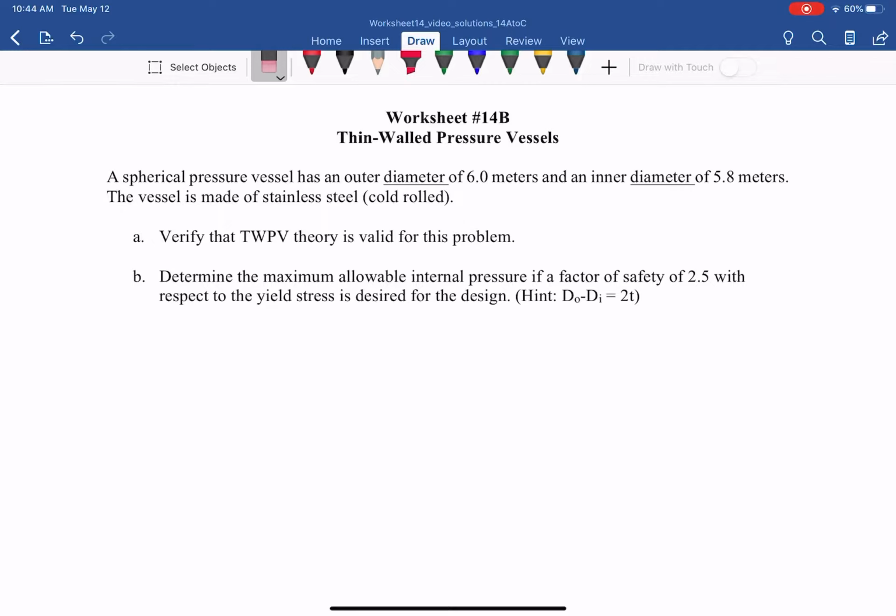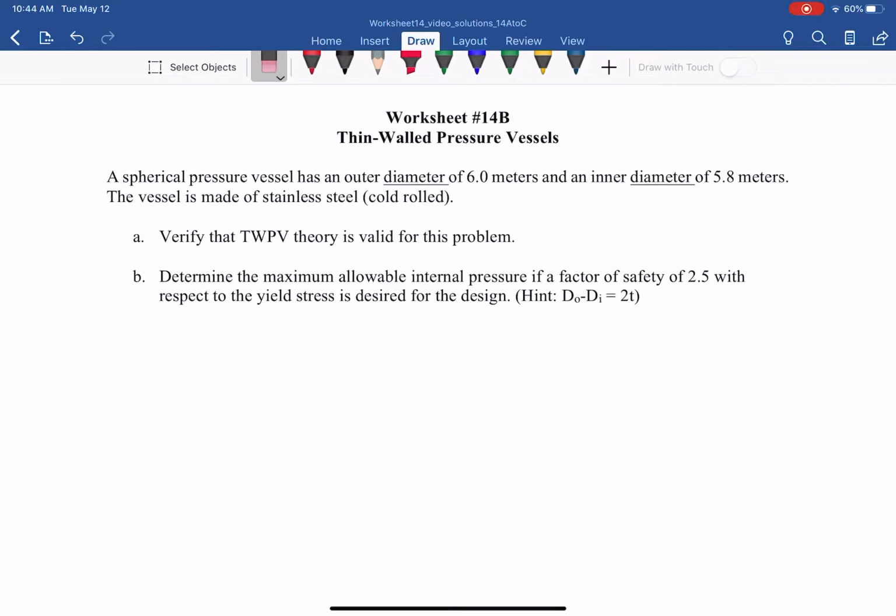Verify that the thin-walled pressure vessel theory is valid for this problem, and also B, determine the maximum allowable internal pressure, which is P max, if a factor of safety of 3.5 with respect to the yield stress is desired for the design. We give the hint for the geometry, which is the outer diameter minus the inner diameter equal to 2 times the thickness of the sphere.